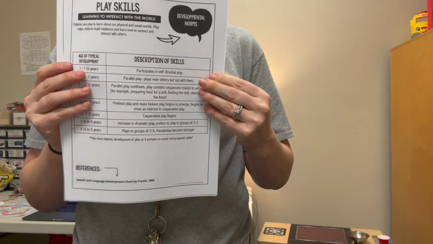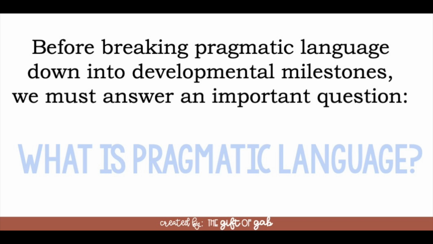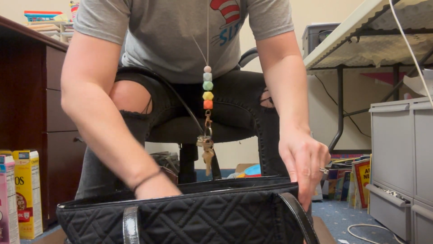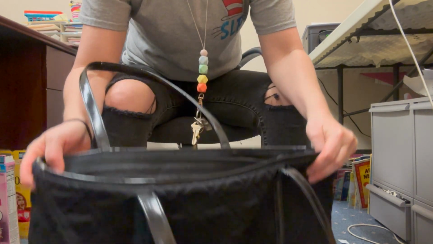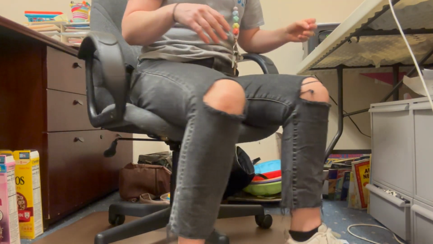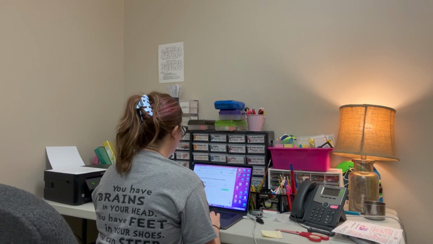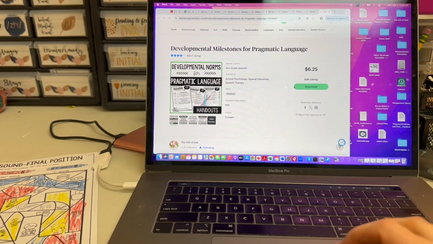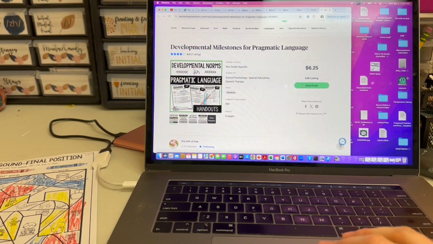But before we break pragmatic language down into developmental milestones, we need to answer an important question. What is pragmatic language? According to ASHA, pragmatics is an area of social communication focusing on goal-consistent language use in social contexts. Nelson, 2010. It is the set of rules that individuals follow when using language in conversation and other social settings.